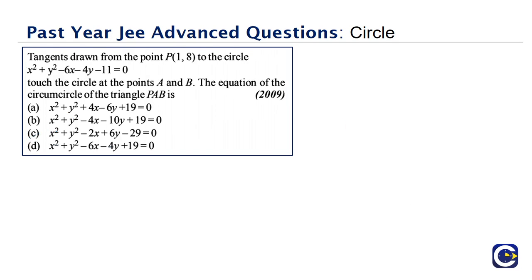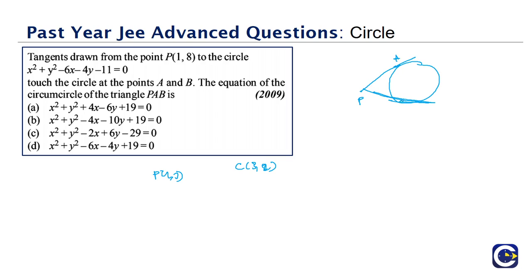The tangents drawn from the point P 1 comma 8 to the circle x square plus y square minus 6x minus 4y minus 11 is equal to 0 touch the circle at the points A and B. The equation of the circumcircle of the triangle PAB is. They gave a point P 1 comma 3, and there is a circle x square plus y square minus 6x minus 4y minus 11 is equal to 0. Its center is 3 comma 2. If you consider there is a circle and there is a point P, it is touching the circle at 2 points A and B.